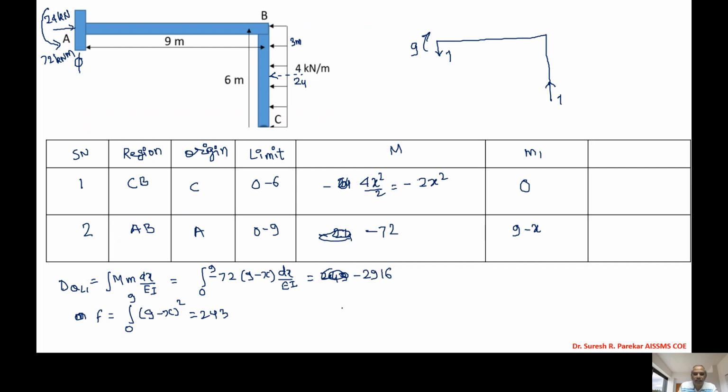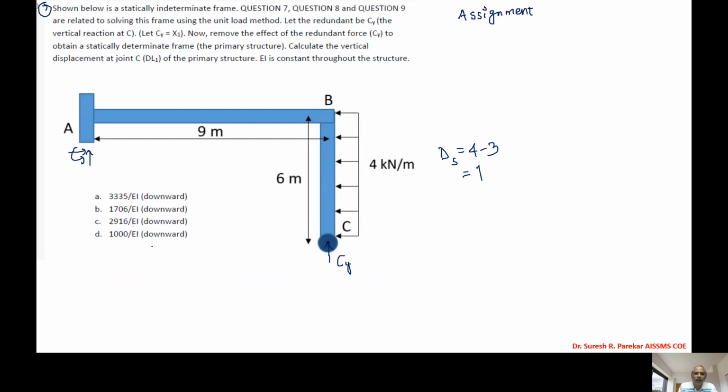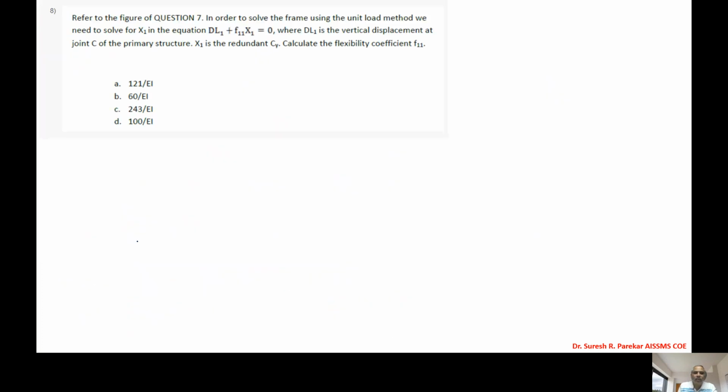And then if we solve this, we have 243 into CY equal to 2916. From this we get the value of CY equal to 12 kilonewton, and that will act in the upward direction. So now we have the answers. First, DQ11 is 2916 downward, as we have got a minus value, so for this we have option C. Then F11 we have the value 243, and this is also option C.